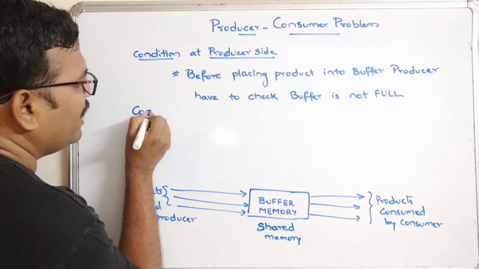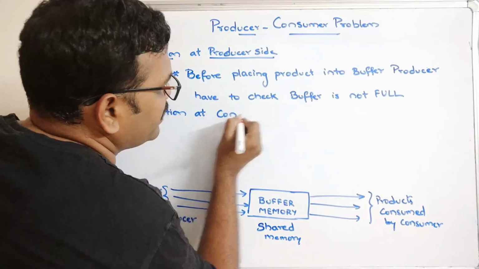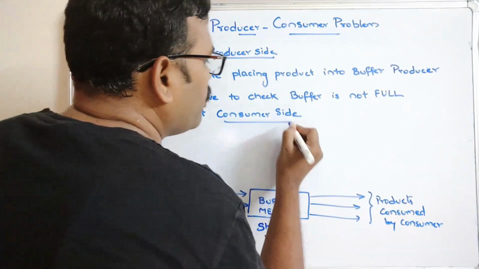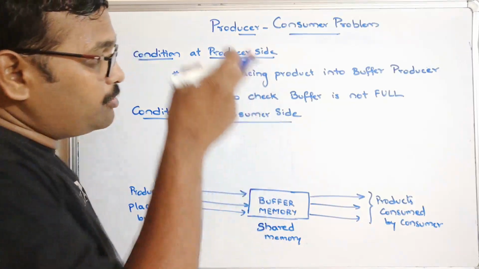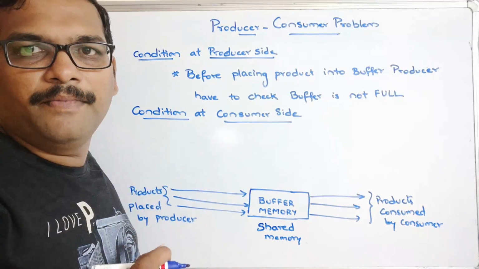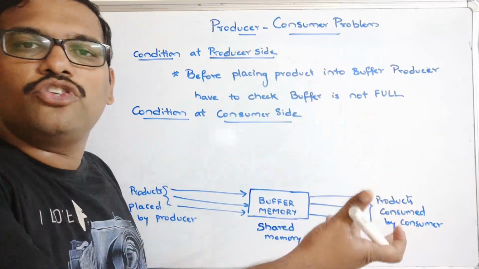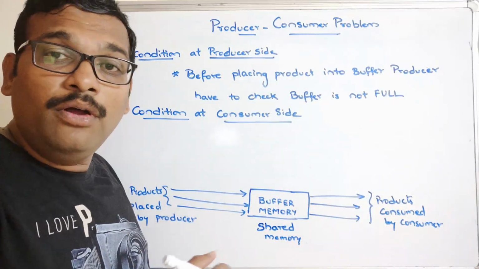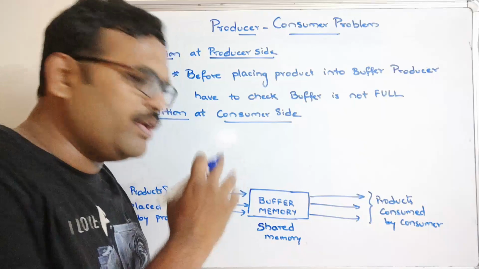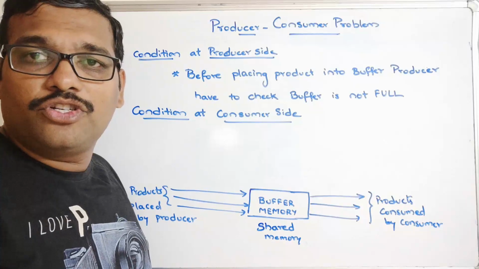Next, the condition we need to check at the consumer side. Before consuming the product, before requesting the product from the memory, the consumer has to check whether the buffer is not empty. If the buffer is empty, that implies there is no product in the buffer. So how can the consumer consume the product from the buffer? During consumption, the consumer has to check that the buffer is not empty. If it is empty, the consumer can't consume the products.